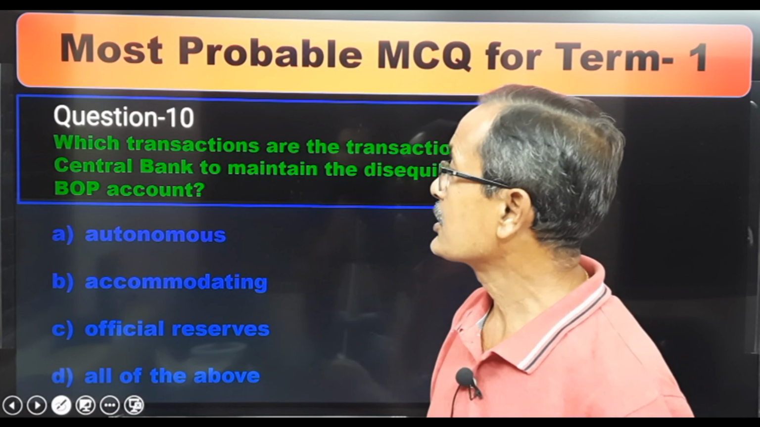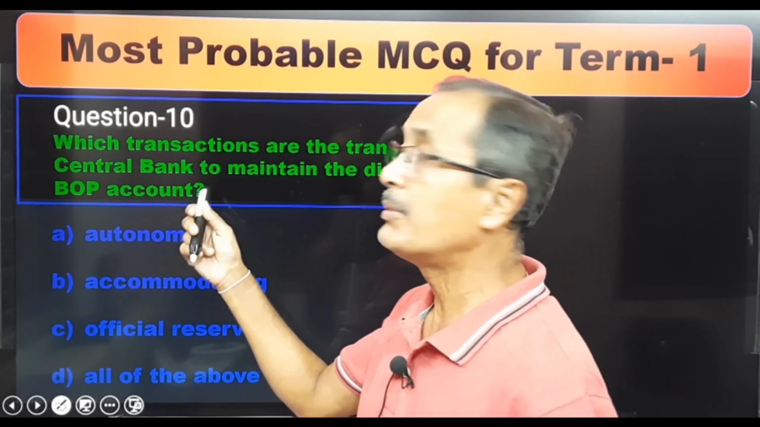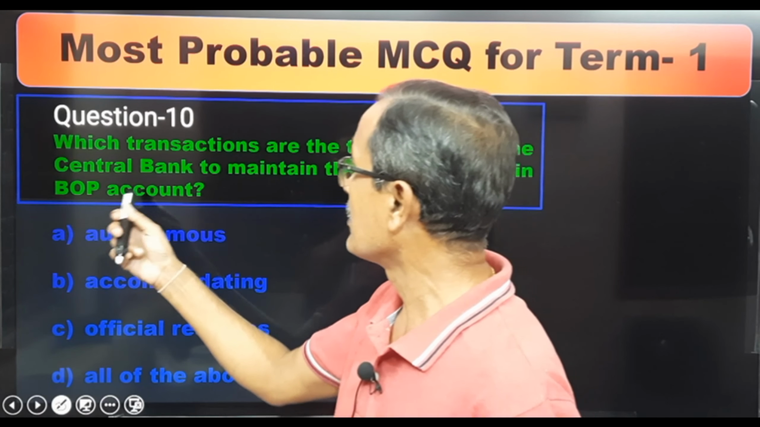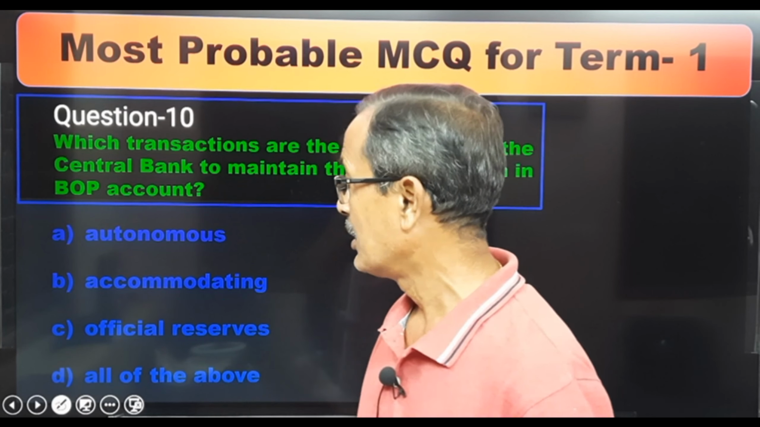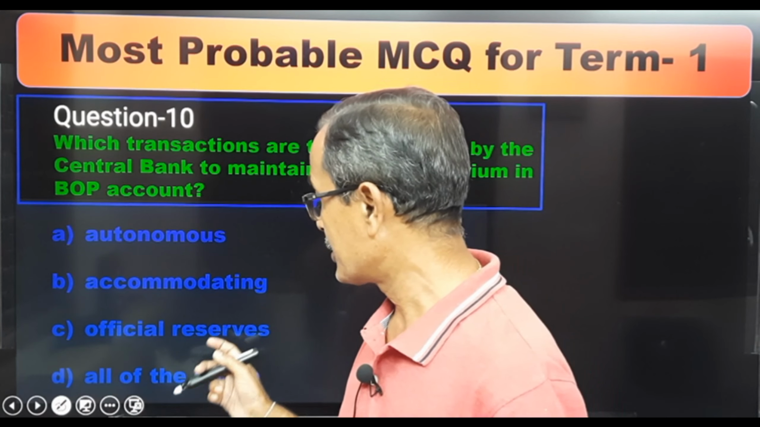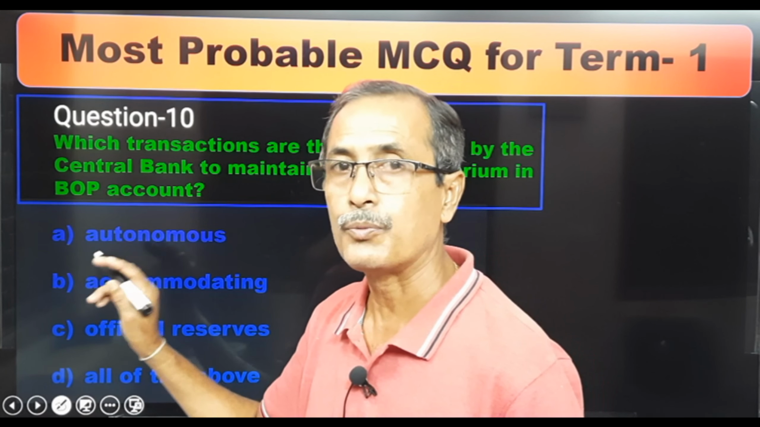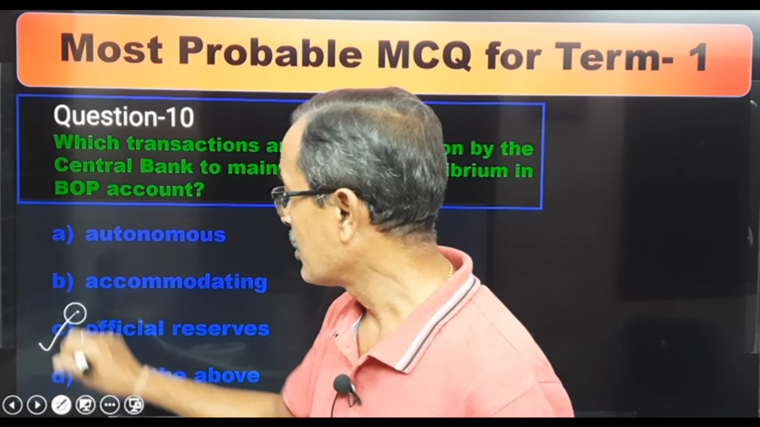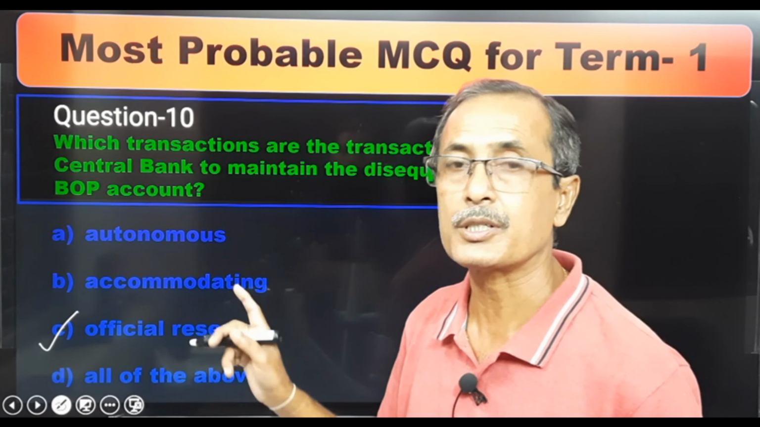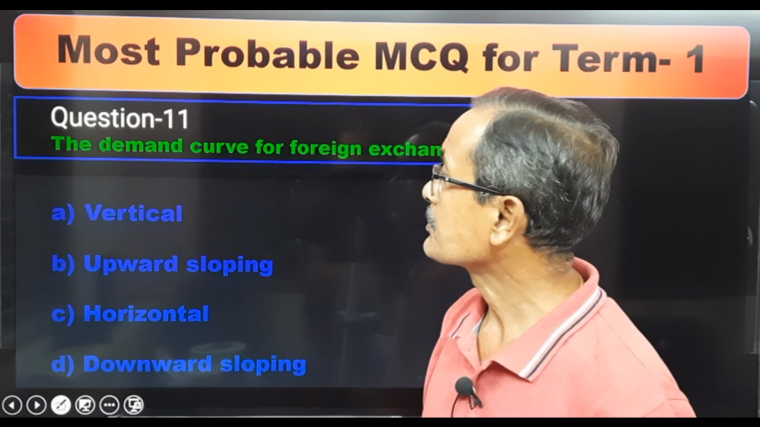Next question is 10. Which transactions are the transactions by the central bank, Reserve Bank of India, to maintain the disequilibrium in balance of payment account? It's given autonomous, accommodating, official reserve, all of the above. We all know autonomous and accommodating do not work here. It is official transactions or official reserve which only works here.